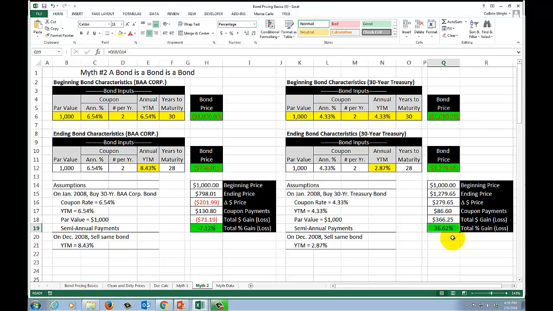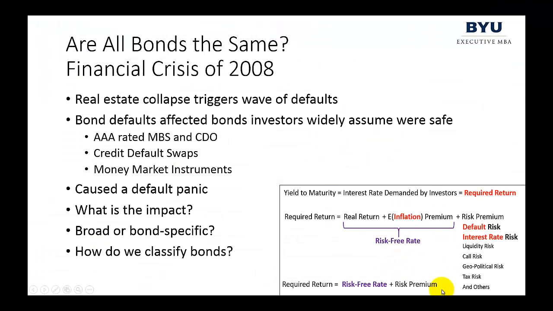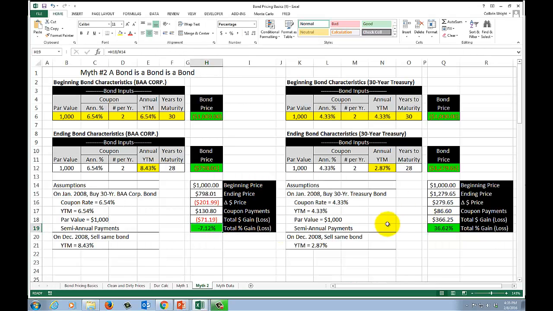This was a moment where not all bonds were the same. Bonds that were subject to default risk got obliterated. Total losses are 7.12%, whereas bonds that were immune from default risk actually really won and gained 36.62%. So what was the net swing in your portfolio if you understood the differences between the bonds and if you understood the risk factors that drive the bonds? The net swing was about 43%.